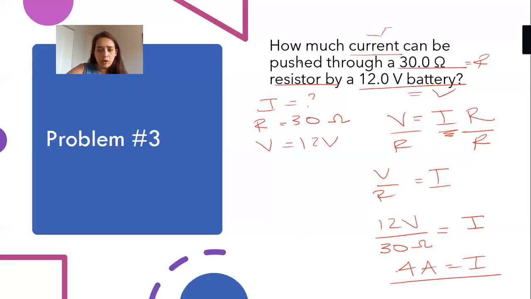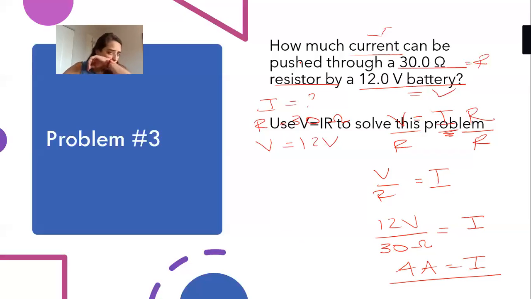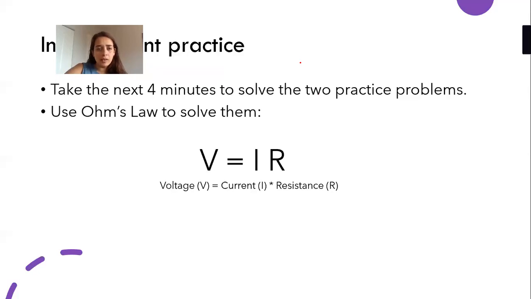All right, we're going to move along. For the next problems, you're going to take the next 4 minutes to solve the 2 practice problems that are in your classwork document. So you're going to use Ohm's law to solve them, just like we did. So you can also use the modeling I just did to help you solve the 2 following problems. Right? And when you're finished, then come back to the video. I'm going to press pause now.